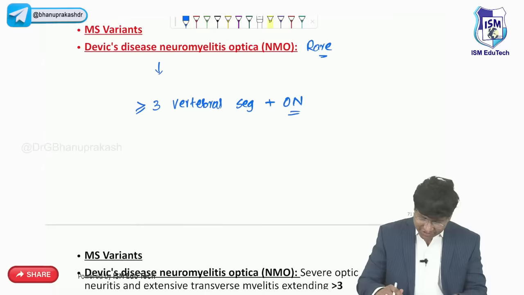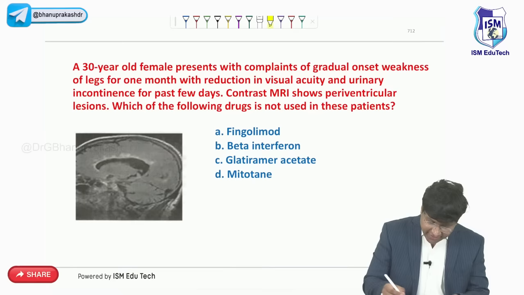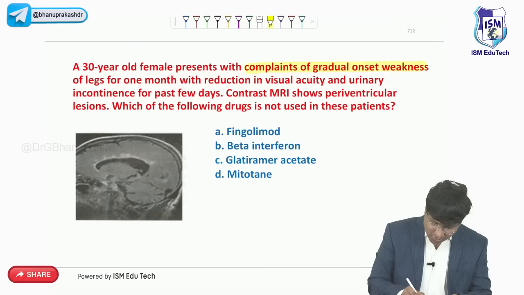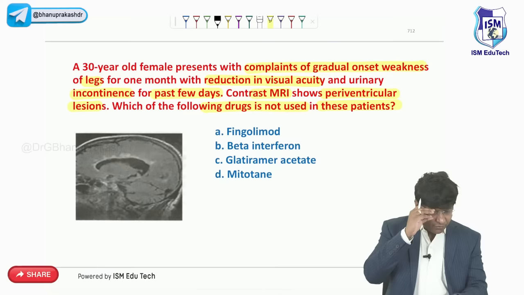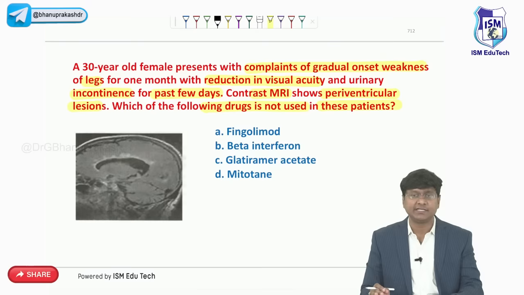Now, one quick question here. We have a 30-year-old female presenting with gradual onset weakness of legs of 1 month with reduction in visual acuity and urinary incontinence for the past few days. Contrast MRI shows a periventricular lesion. Which of the following drugs is not used in these patients? Fingolimod, beta interferon, glatiramer acetate, mitotane.